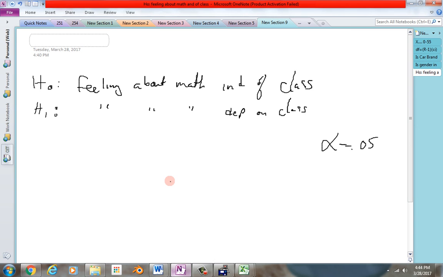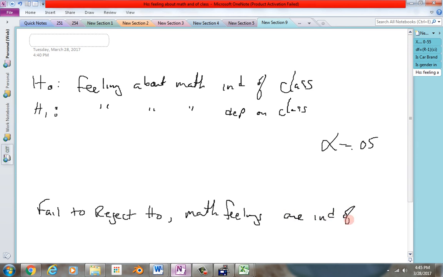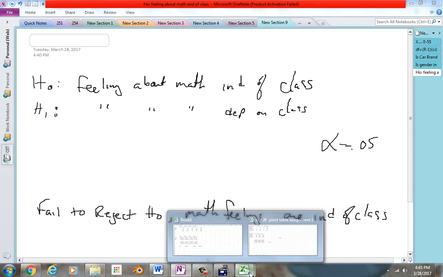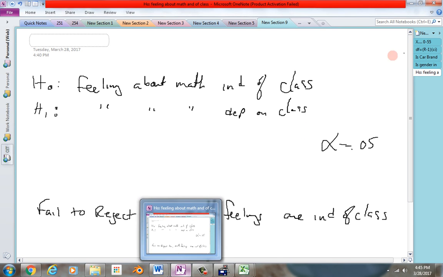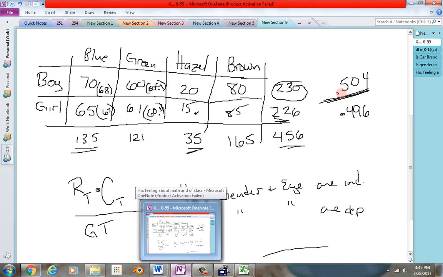So what does that mean to me? I'll tell you what it means to me. It means fail to reject. It means fail to reject, and there is no evidence that math feelings are dependent on class. They are independent of class. And again, that's one where a person might have thought going into it, oh yeah, of course it's dependent. Of course it matters. Well, sometimes it does.